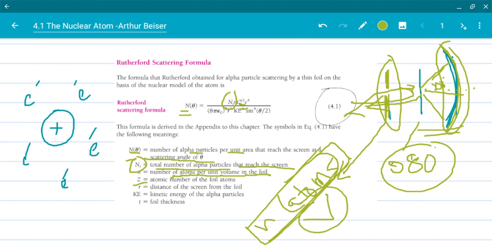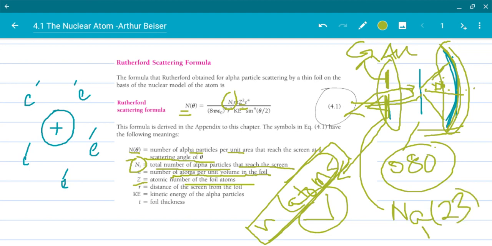So Z is representing the atomic number of the foil atoms. For example, if there was gold, you have to write the atomic number for gold. If, let's say, there was sodium, then you will write the atomic number for sodium, and vice versa. So R here is representing the distance of the screen from the foil.